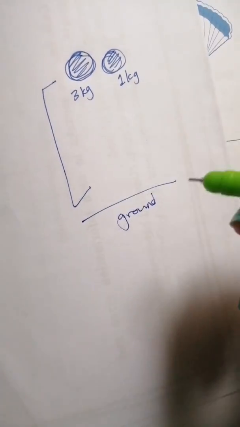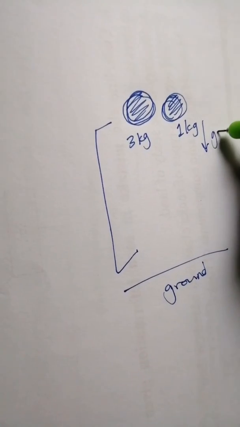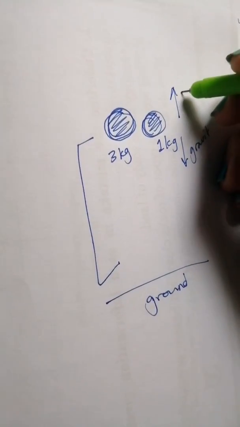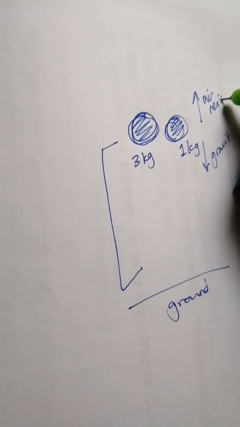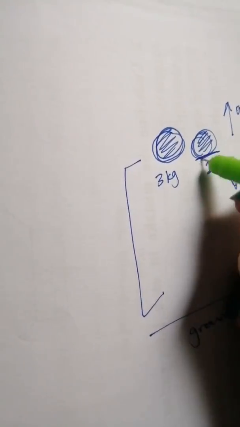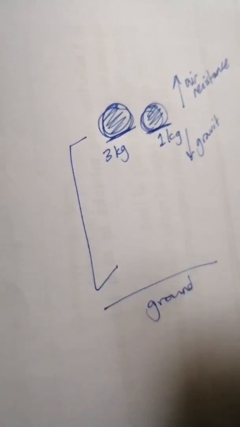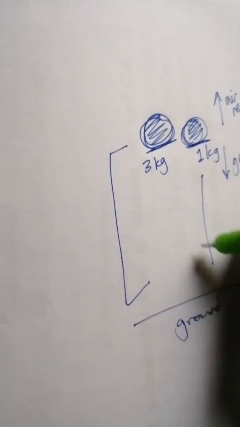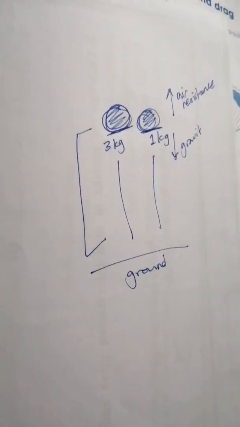When we drop them from the same distance, gravity is pulling them down, and air resistance is pulling them up, keeping them up here. Air resistance is hitting this surface, and here it's hitting the same surface, so it's going to slow them down the same way. So they're going to fall down at the same speed, okay? Because it's hitting the same surface.